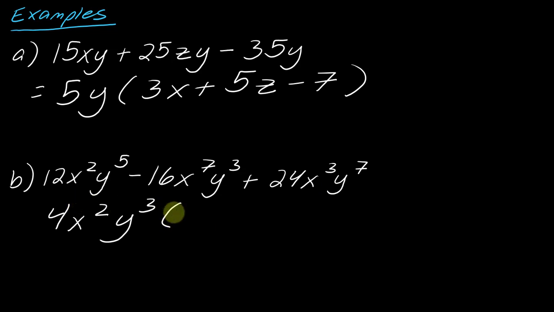Now, if you're rusty on this, when you divide exponents, what you're really doing is subtracting the two exponents from one another. So let's go through this. I've got 12 divided by 4, that's going to be 3. Then I've got x squared divided by x squared, so the x's actually drop out. And then y to the fifth divided by y to the third, I just subtract the exponents. So 5 minus 3 is going to leave me with 2, so I'm going to write 3y squared here.